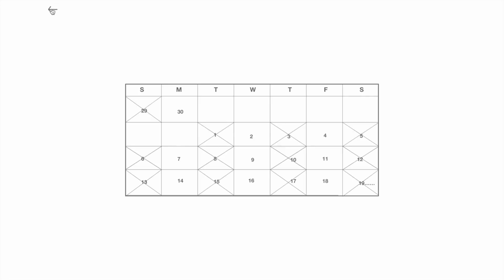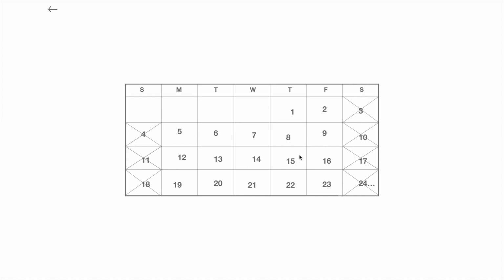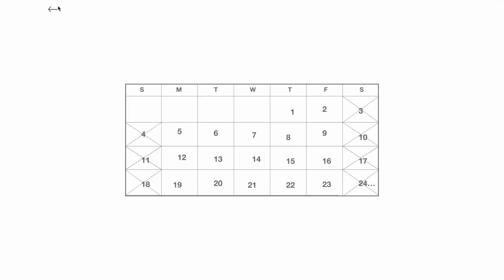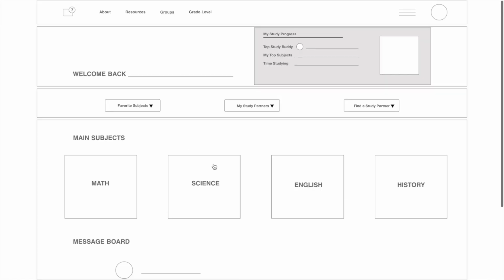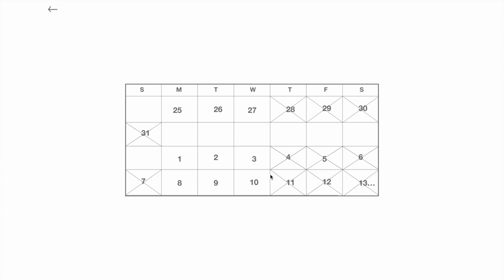So let's go back. Let's say we want to try history, and it will be the same thing. Here, guys, here are the history subjects I can help you with: American history, world history, African American history. Check my availability. This person is not available on the weekends. Okay, let's do science: biology, earth science, and physical science. Check my availability. They're only available Monday, Tuesdays, and Wednesdays.